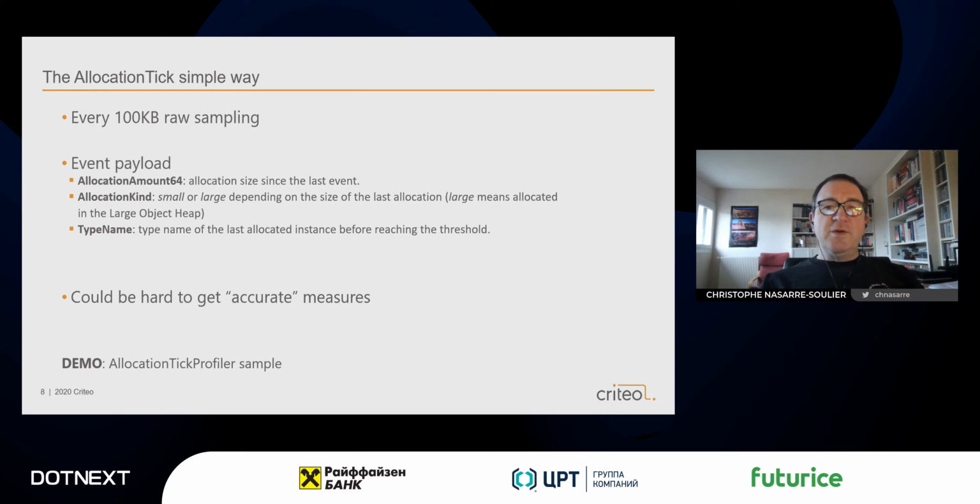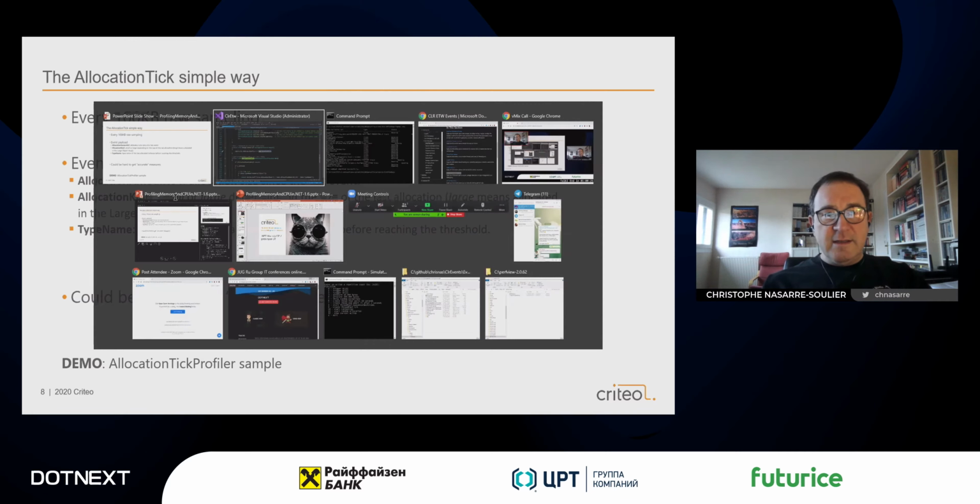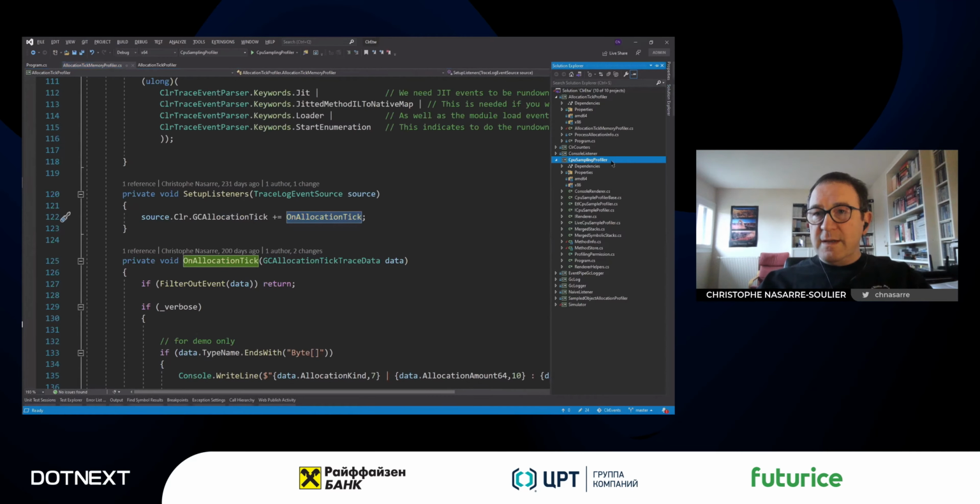So to sum up, you get real sampling of the allocation. You get the name of the type, if it's an allocation that ends up into the large object heap or not, but you don't get the information about the size of the allocation. So let's run the sample application.